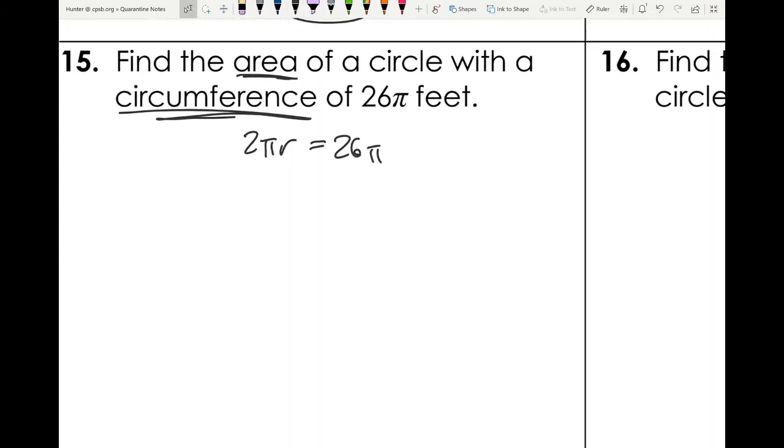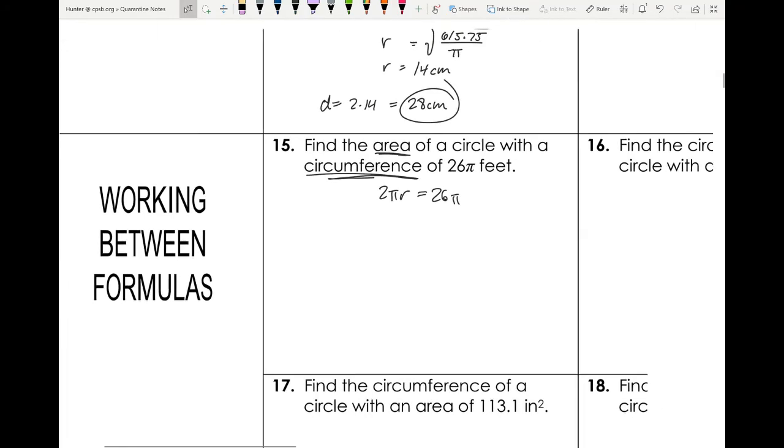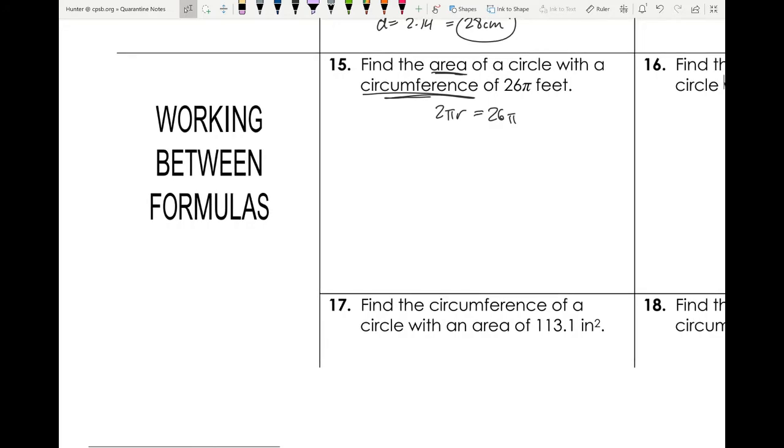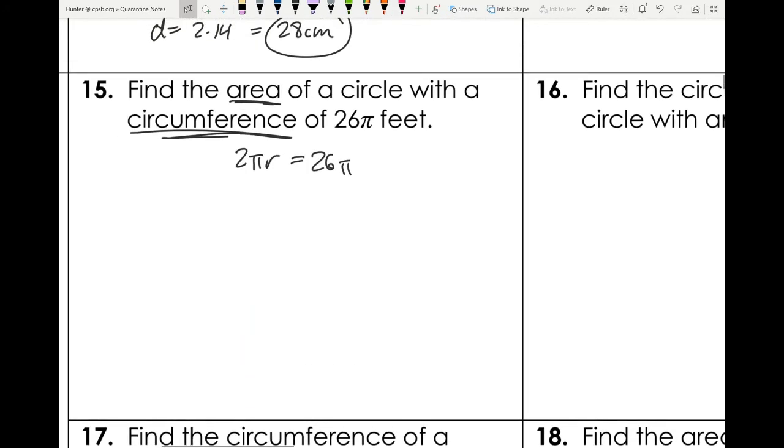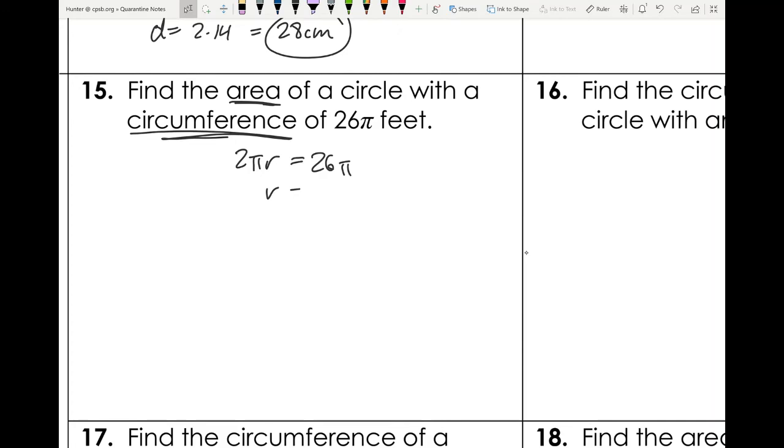So what I want to do is divide both sides by 2 pi. I forgot to say we're working between formulas now, but anyway. So I've got that radius is equal to, you know that these pi's are going to cancel, and then 26 over 2 is just 13. So I've got my radius, which is 13. I can plug that into my area formula.